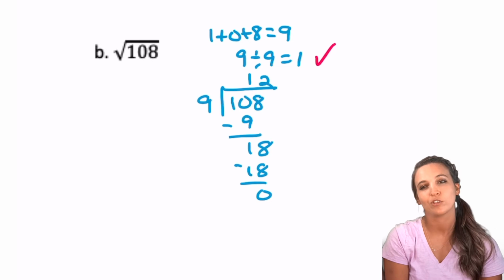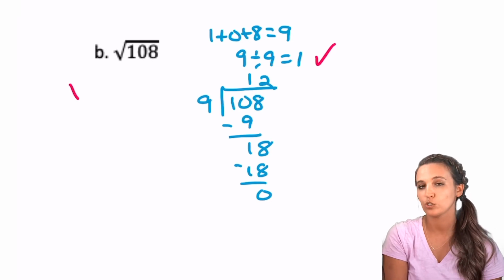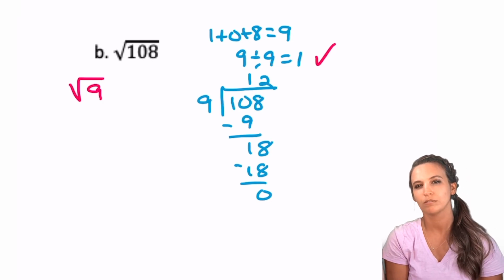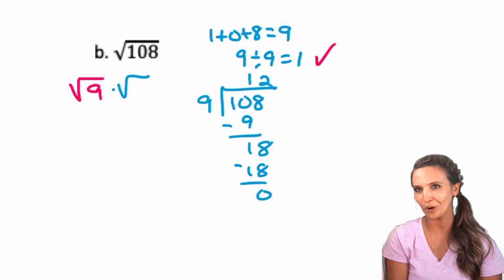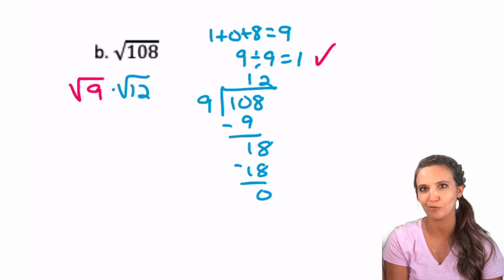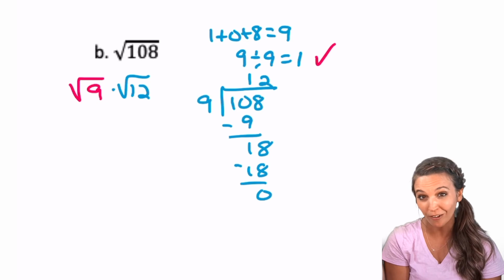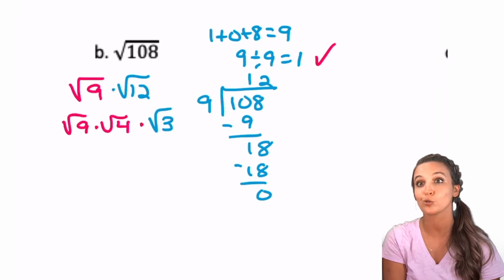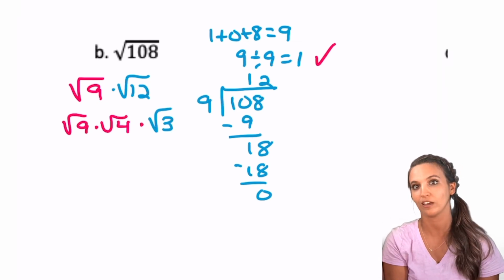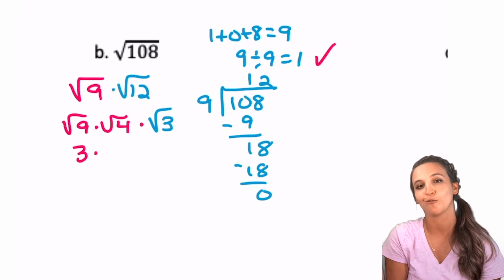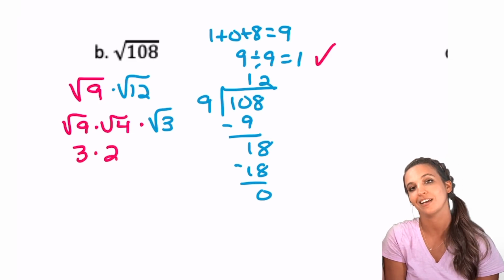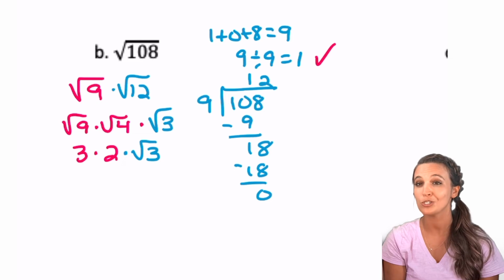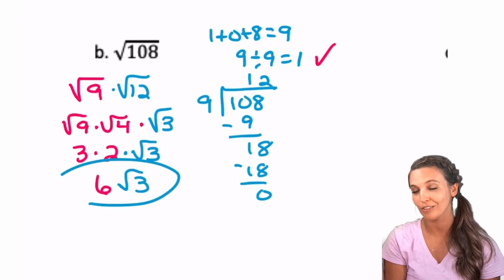So I can rewrite the square root of 108 as the square root of 9 times the square root of 12. But wait a minute, there's a perfect square in the square root of 12 because 4 times 3 is 12. So the square root of 12 is the square root of 4 times the square root of 3. Square root of 9 is 3, square root of 4 is 2, and the square root of 3 isn't a perfect square. 3 times 2 is 6, root 3.